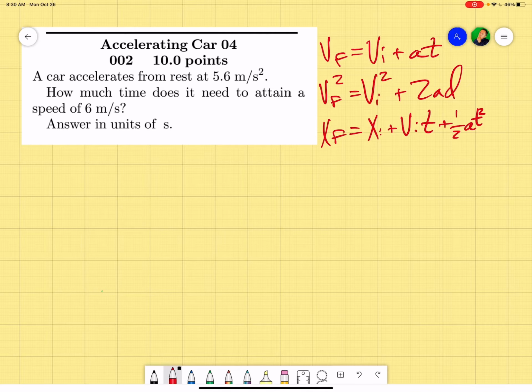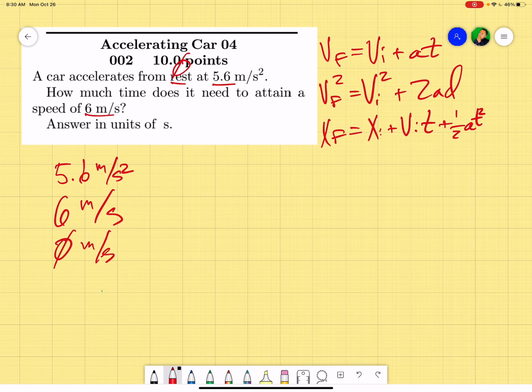Okay, question number 2. We are listing our givens to start with. So I see 5.6, so I write it down, 5.6 meters per second squared. I see 6 meters per second, so I write that down as well. Okay, I see the word rest, and the word rest is really the number 0. 0 meters per second. So I list that out.